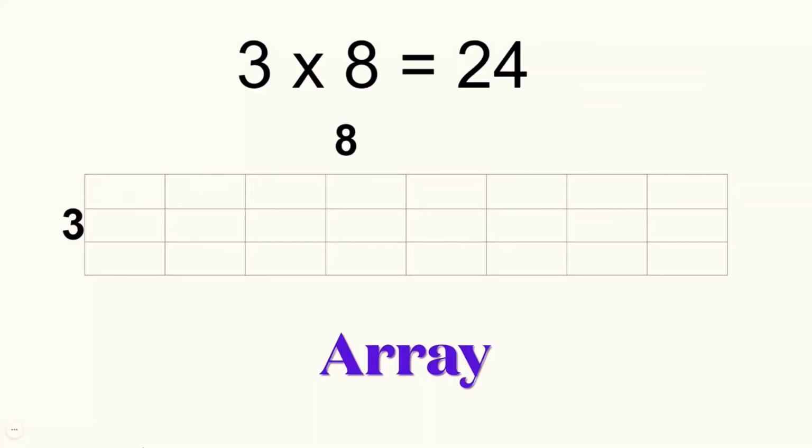We've looked at multiplication as an array. That's going to be 3 rows of 8, and you count them off. 1, 2, 3, 4, 5, 6, 7, 8, 9, 10, 11, 12, 13, 14, 15, 16, 17, 18, 19, 20, 21, 22, 23, 24. There's 24 boxes here.